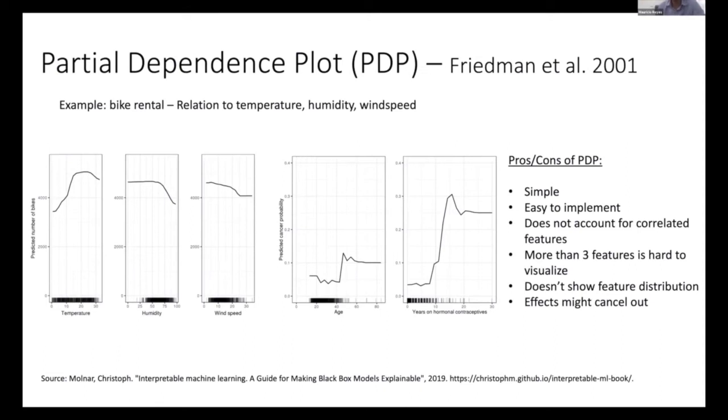It's useful when you have one or two features. More than two or three, it's hard to visualize, right? Then there is the limitation of the visualization. It is simple, it is easy to implement, but it doesn't account for correlation. So in machine learning, many times you have correlated features, and here you only look at one at a time.